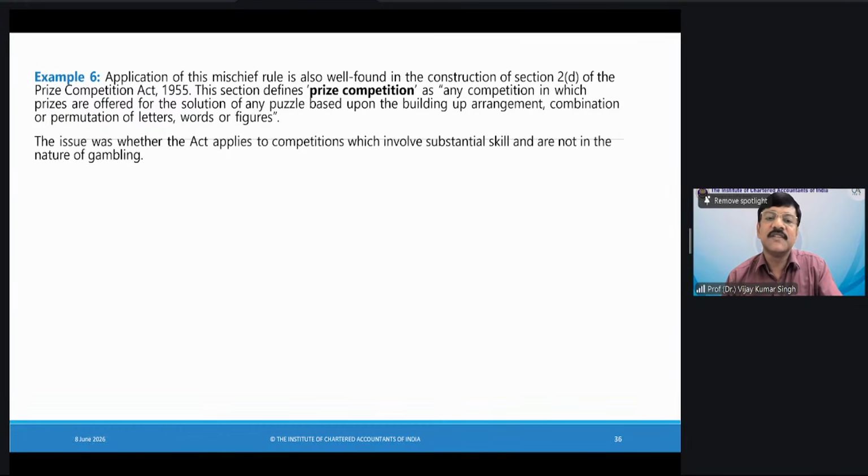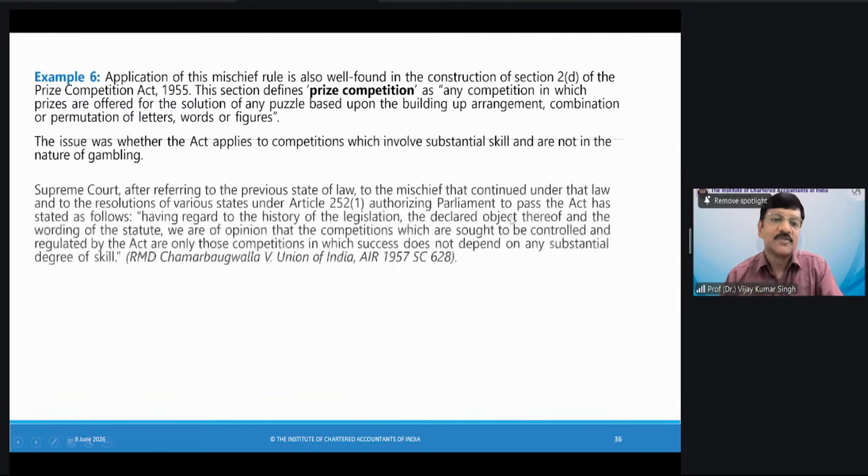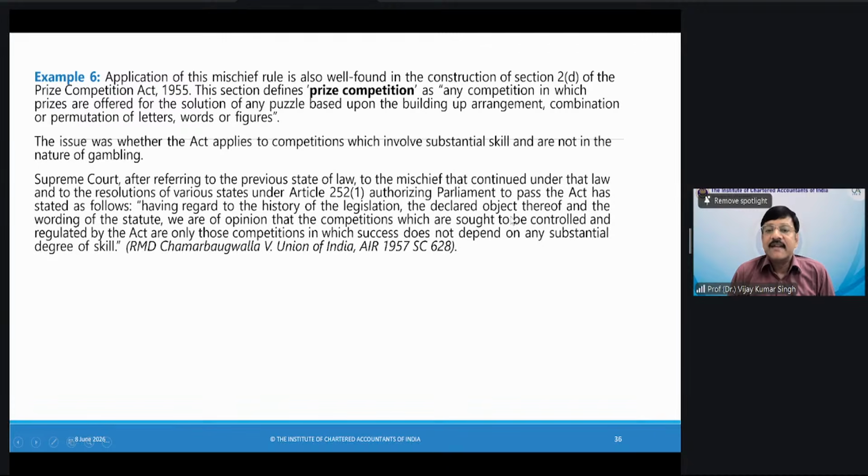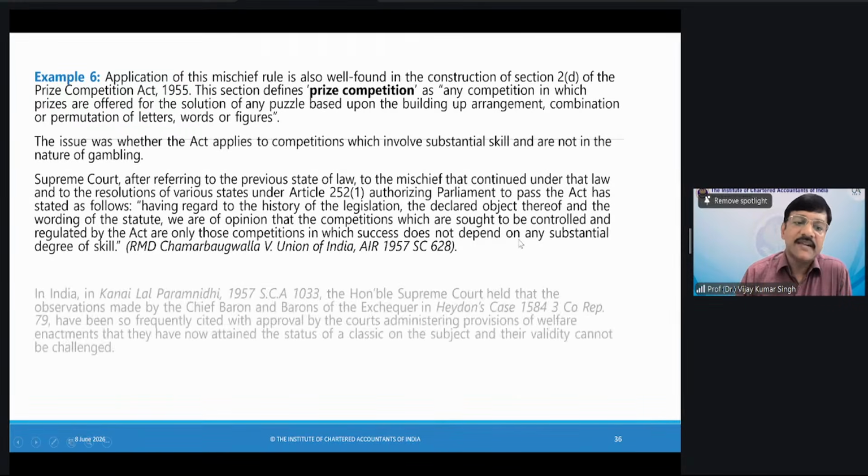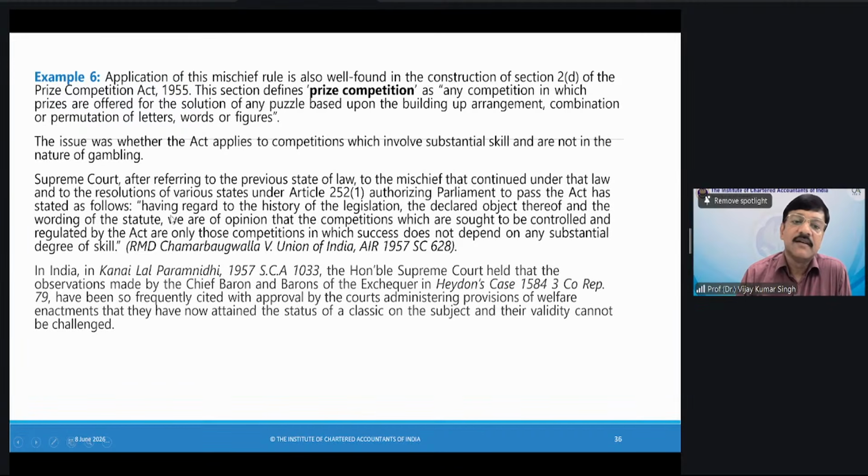So here the issue was whether the act applies to competitions which involve substantial skill and are not in the nature of gambling. Here the Supreme Court said that the idea for bringing up this particular law was to control gambling and competitions where success rate is not dependent on a substantial degree of skill. And that is how it was held in this case, that you have to have a history of legislation. You have to see the object with which it is made.